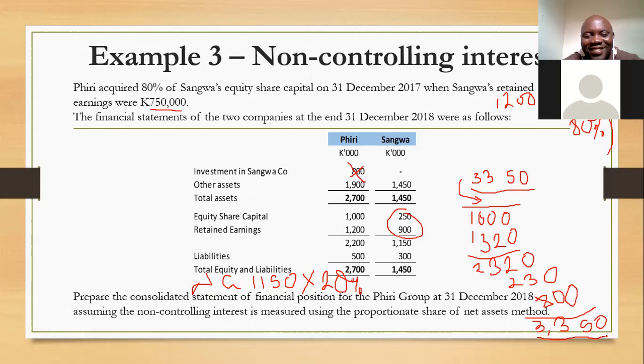Okay. Because remember what I said, that it doesn't matter whether it's pre or post for the NCI. All you're trying to do, as a preparer of these financial statements, you're looking at this net asset, and they're saying from this net asset, there's 80% which belongs to us as the parent company, and the 20% which belongs to these other people we are calling NCI. So let's calculate that 20% and plug it in.